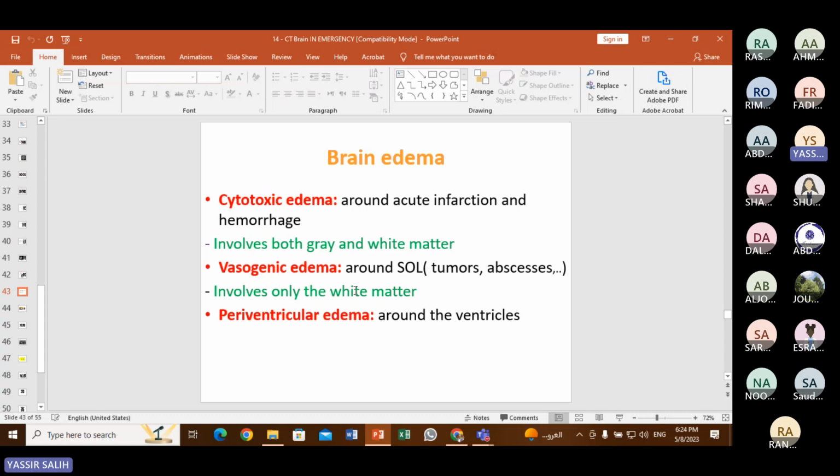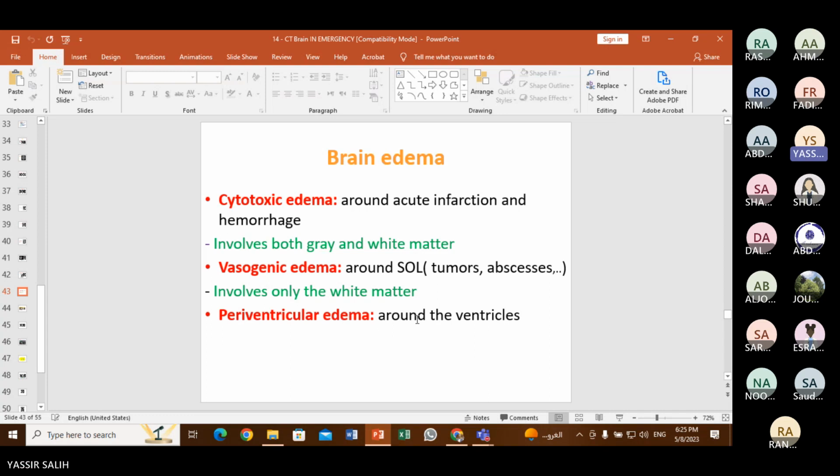We have other types of edema. Vasogenic edema is edema occurring around space-occupying lesions, around tumors and abscesses, so it is specific to a lesion. It involves only the white matter, so it has a finger-like appearance, because it involves the white matter with sparing of the gray matter. The gray matter is not involved, but the white matter is. God willing, we will show you in the next image.